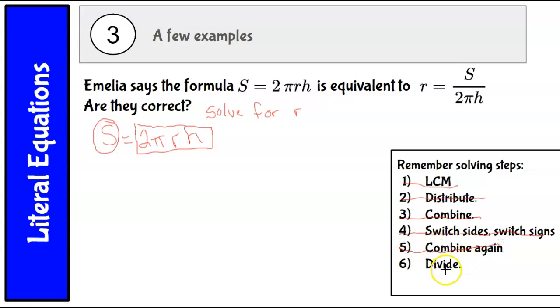So we're all the way down to divide. That's all we have to do is divide by everything that is not R. So I'm going to divide by 2. I'm going to divide by pi. I'm going to divide by H. And that's going to get rid of the 2 pi and the H and leave me with just R on this side. Because this is all multiplication, the way that I get rid of it is by dividing. And that leaves me with just R on this side.